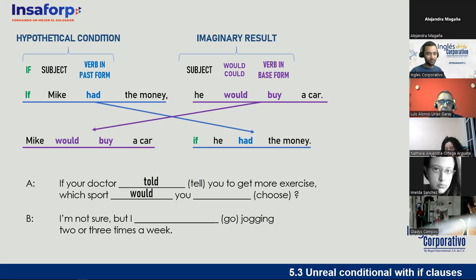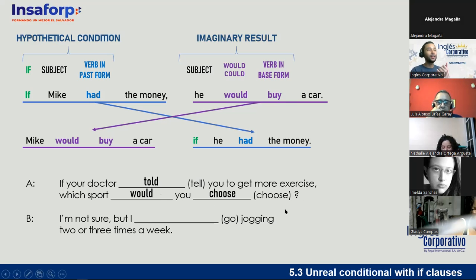Would you choose? Because after would, as you can see here, you need to use a verb in base form. So which sport would you choose? That's right. Thank you, Imelda. If your doctor told you to get more exercise, si su doctor le dijera que haga más ejercicio, which sport would you choose? ¿Qué deporte elegiría? Again, if your doctor told you to get more exercise, which sport would you choose?